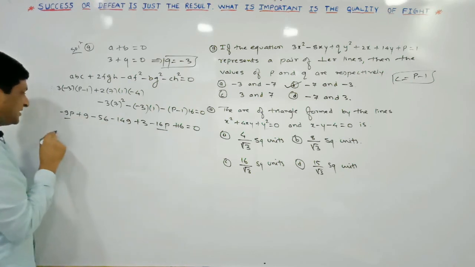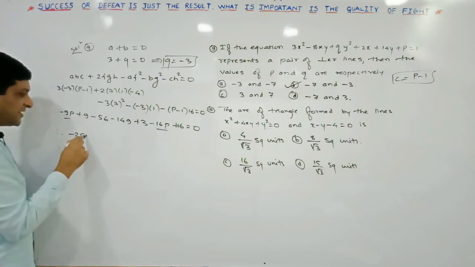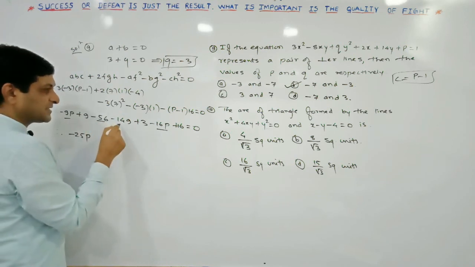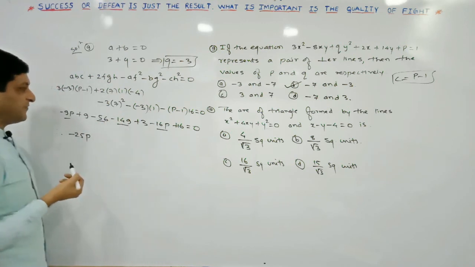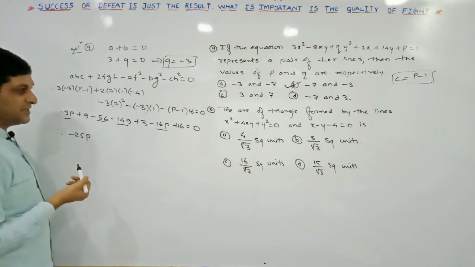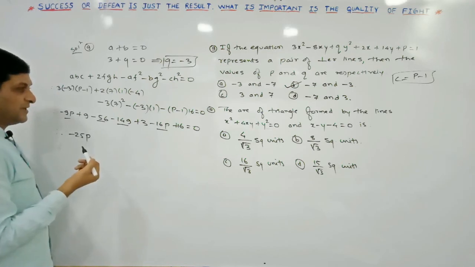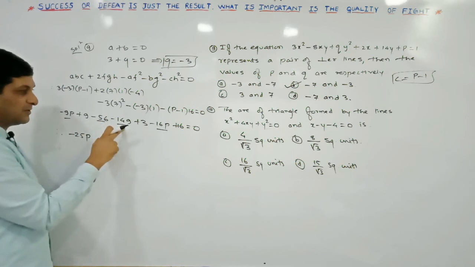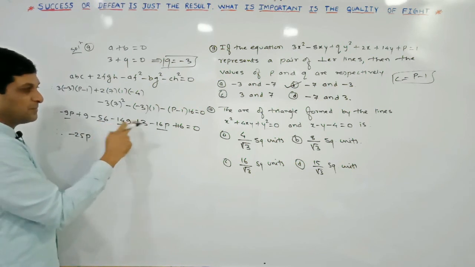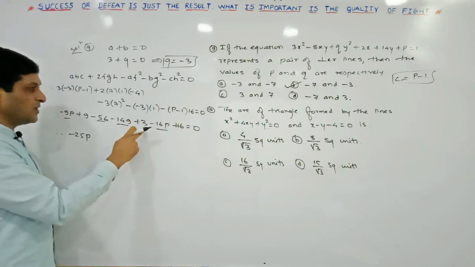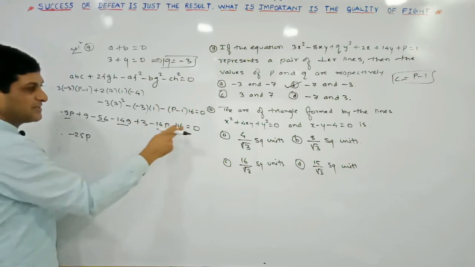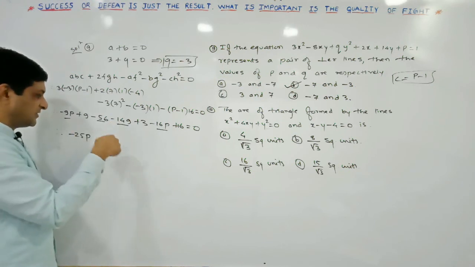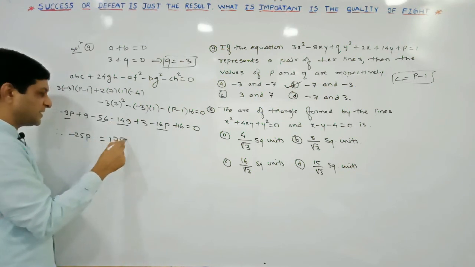-9P minus 16P will become -25P. Now collect the constant terms. -56 and -147, and here their addition will be equal to... so now we are trying to find out their addition. Their addition is -203. -203 plus 3 will be -200. -200 plus 25 will be -175. -175 on this side will become +175.